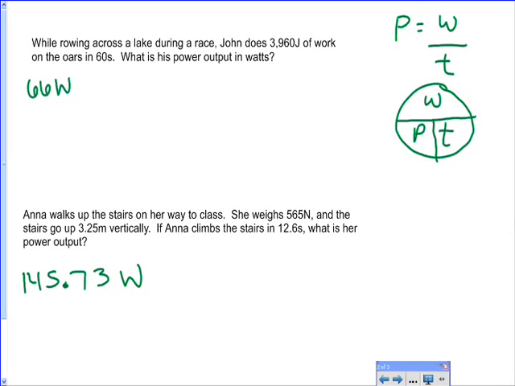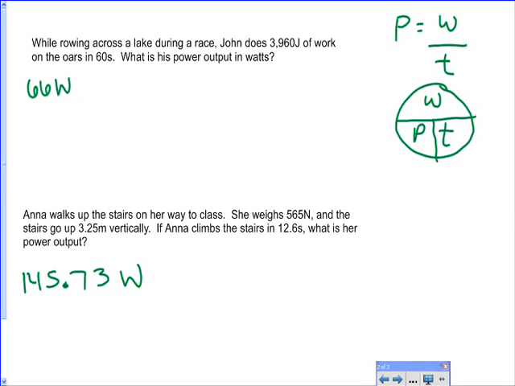All right, answer to number 1 is 66 watts. The answer to number 2 is 145.73 watts. If you got these correct, go ahead and fast forward to the next part of the notes. If you did not get them correct, then go ahead and stay with me so that we can see how we did these.